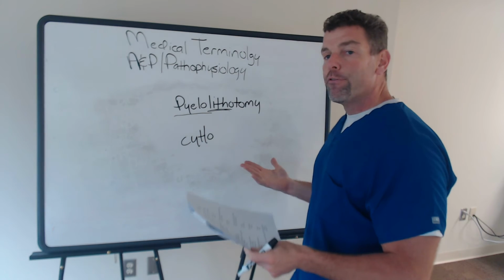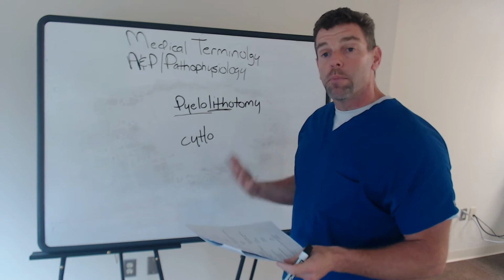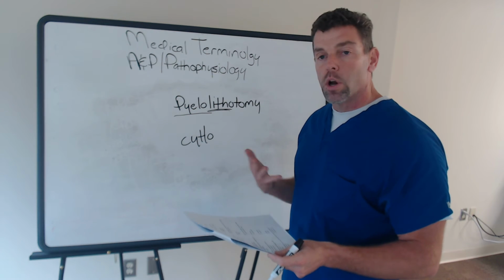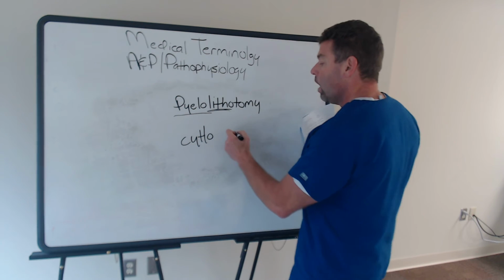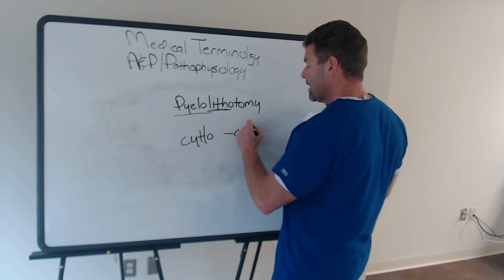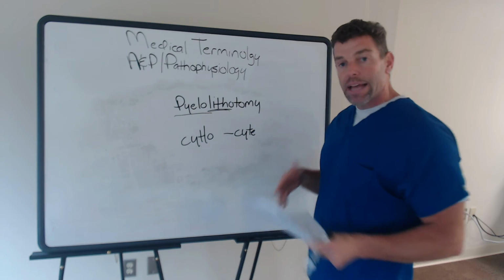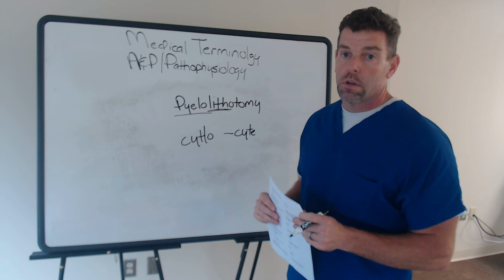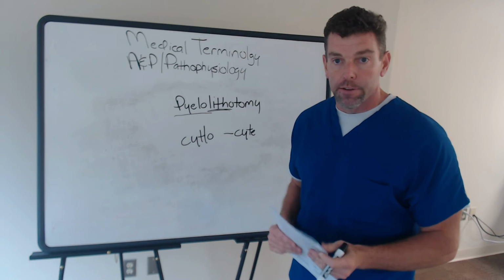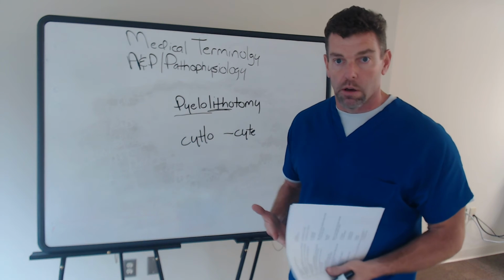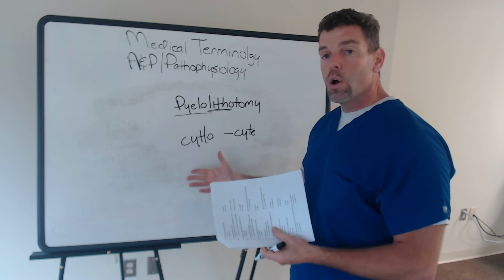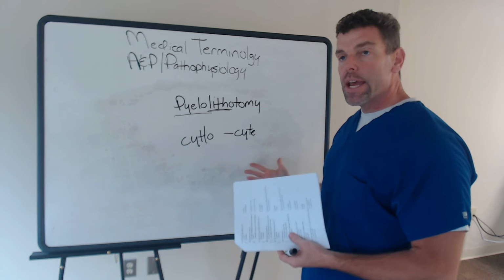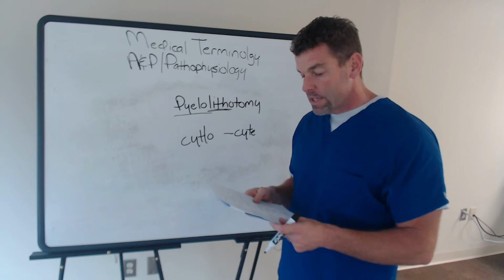Cyto is a combining form that means cell. Somebody who studies cells would be called a cytologist. You may also see the suffix cyte, and that too means cell. A myocyte, for example, would be a muscle cell. But cyto is a combining form, cyte is a suffix, they both mean cell.